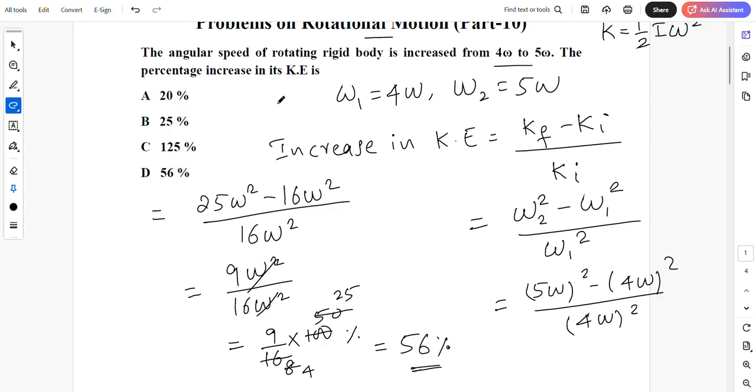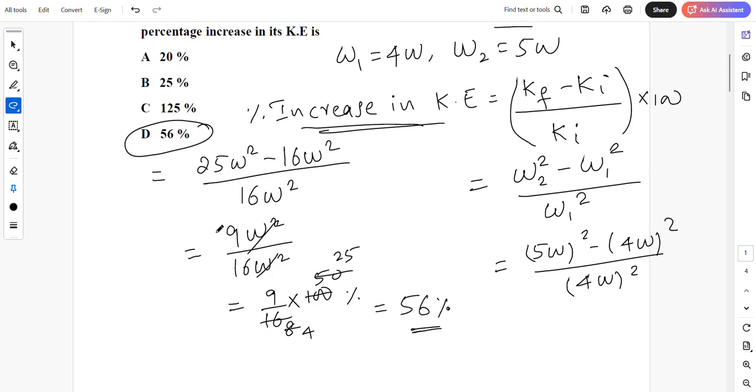56%. This is the percentage increase in its kinetic energy. Hope you understood. This is a problem based on only one formula. Percentage increase in kinetic energy is equal to Kf minus Ki divided by Ki into 100. Hope you have understood this. 56% is the right answer. Next, we will see the next problem.